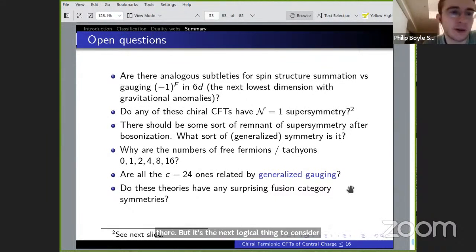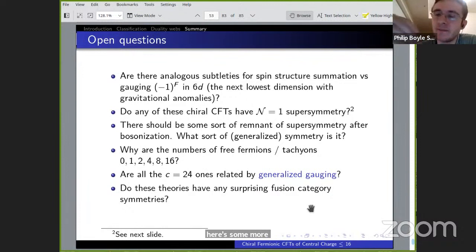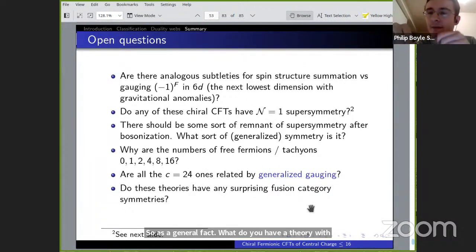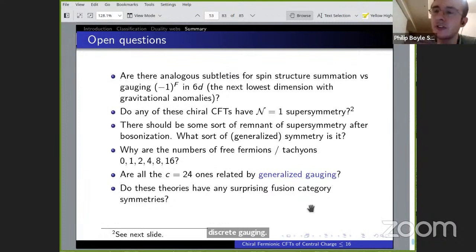Okay. Another question is, do any of these chiral CFTs have any causal supersymmetry? This question is actually completely ripped off from something somebody asked in the second talk ago, Gerald's talk. We'll see the next slide with some more on that. Okay, so here's some more. So as a general fact, when you have a theory with some symmetry and you do something to it, like a discrete gauging, usually we think of that symmetry as being lost, but a more recent point of view would be to say that the symmetry is never lost. It simply becomes a more complicated type of symmetry.